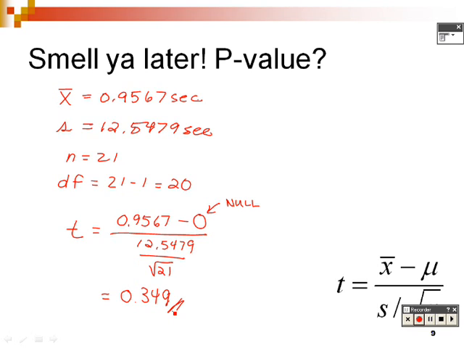Now, in order to interpret that t-score of 0.349, because what we want is the p-value, which is equal to the probability that t is larger than 0.349 just by chance if the mean actually is 0, if the null hypothesis is true.